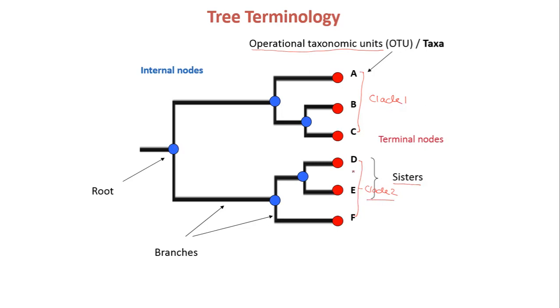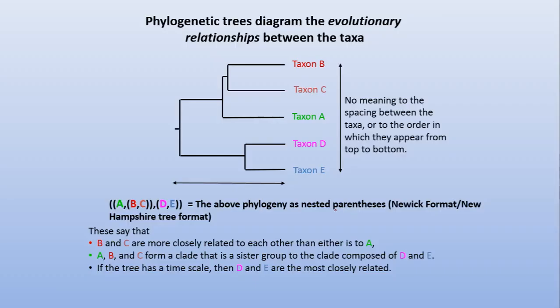So clades can also be sisters, and so can your operational taxonomic units. The clades or the operational taxonomic units which have recent common ancestors can be called the sisters of each other. This is how you deal with different terminology, right?